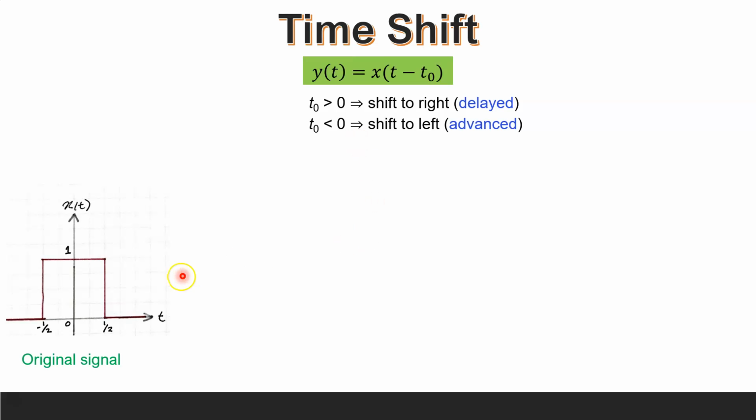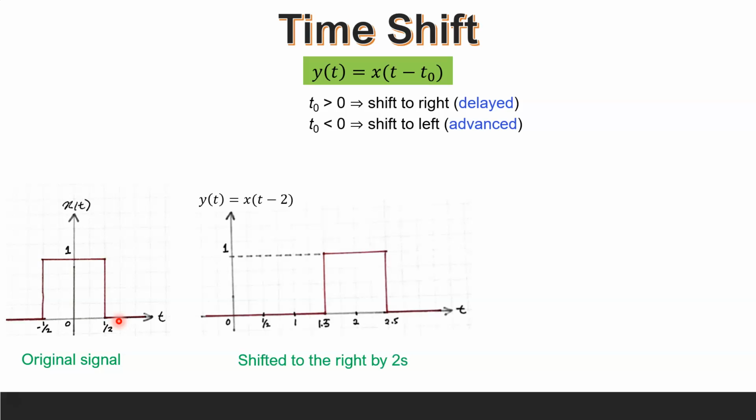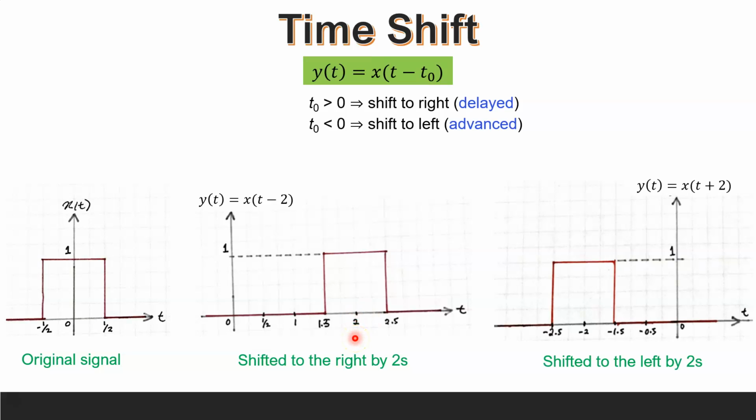For example, let's say you have a signal like this, which is a rectangular signal, and let's say this signal undergoes a time shift of t minus 2. It simply means that your signal is shifted to the right by 2 seconds, as shown in this figure. Now if your signal undergoes a transformation of t plus 2, it simply means that your signal is shifted to the left.